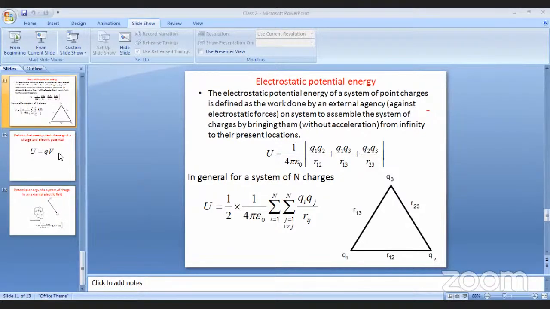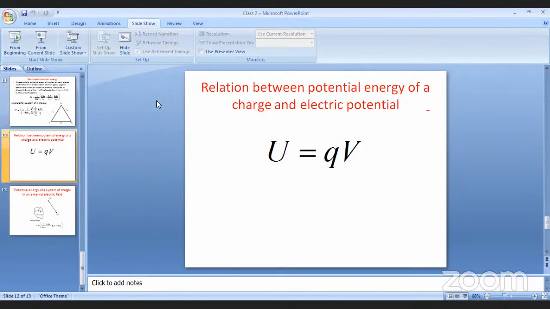The next thing is the relation between the potential energy of a charge and the electric potential. As I told you a little while ago, W equal to Q into V. Here you have U equal to Q into V. This is the relation between the potential energy of a charge and electric potential: U equal to Q into V.